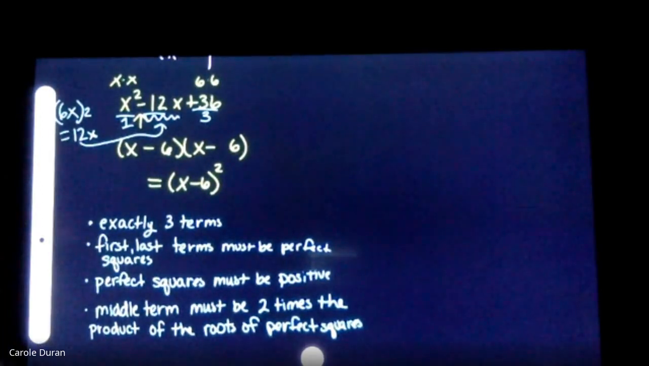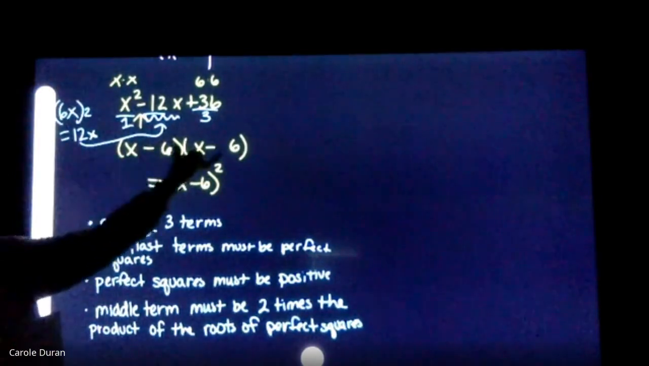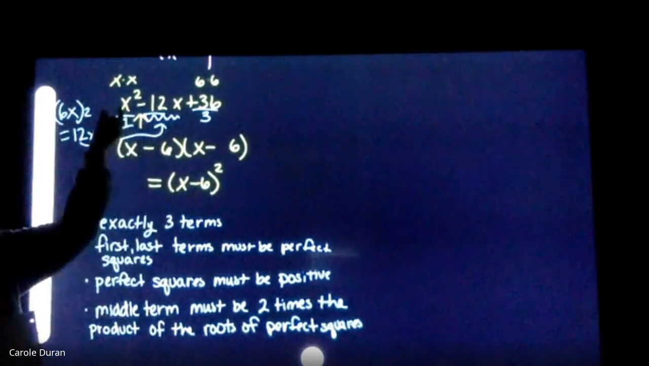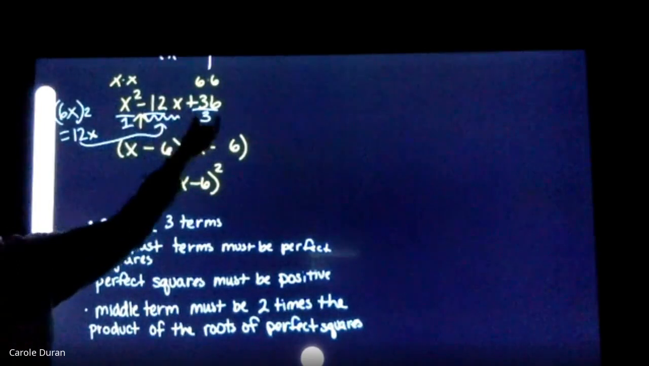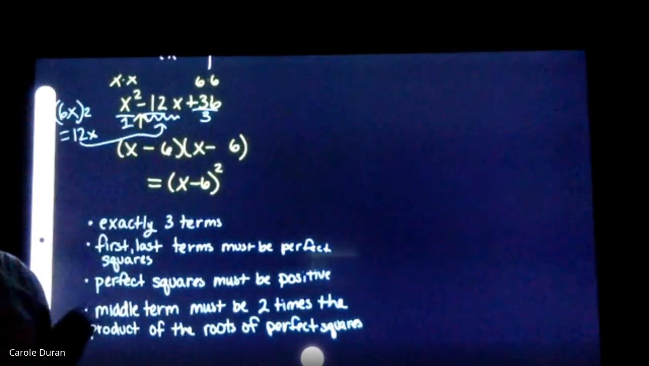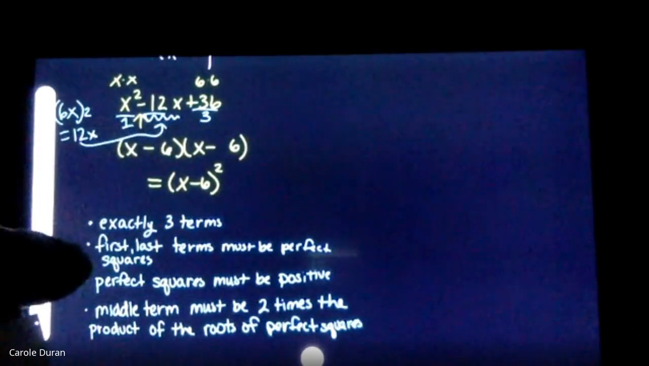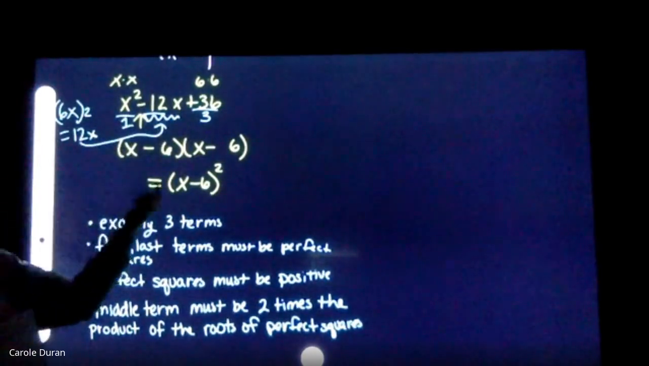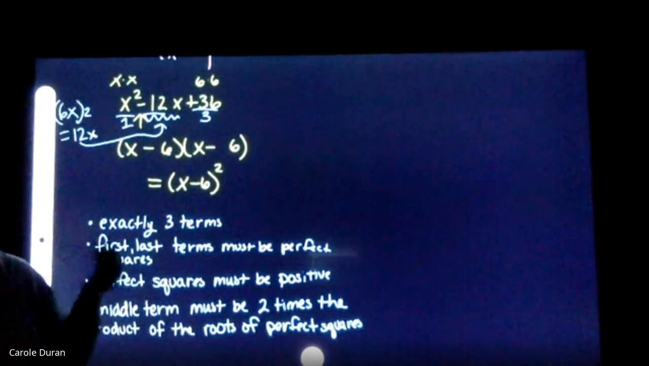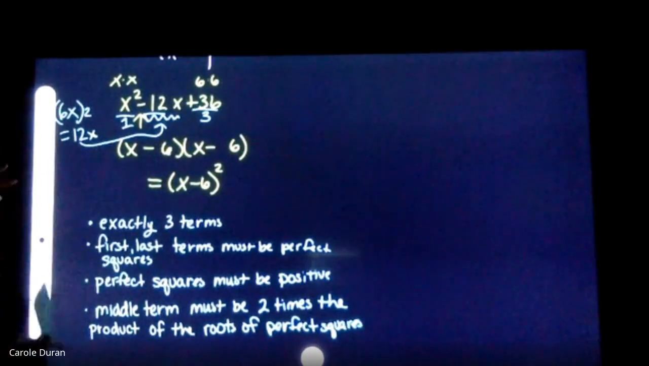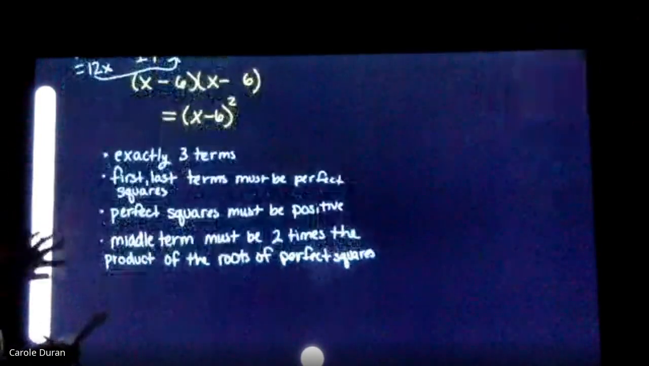We like perfect square trinomials, remember, because they factor beautifully into the root of the first term and the root of the third term with the sign of the second term. So x squared minus 12x plus 36 factored into x minus 6 times x minus 6, which we just wrote as x minus 6 squared. So let's go ahead and do a couple more just as practice.